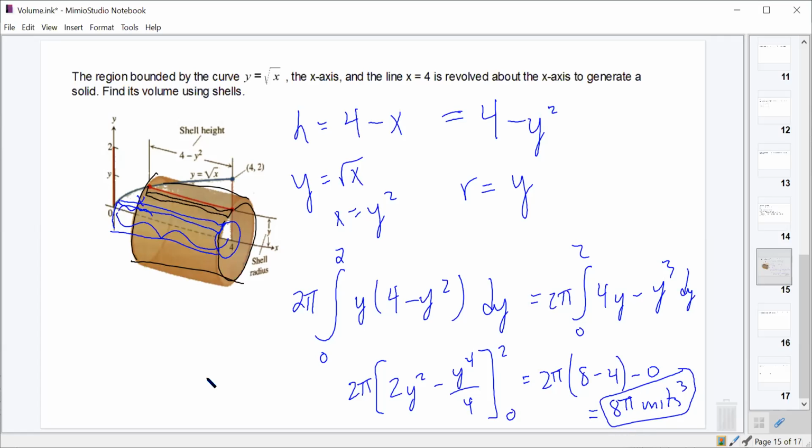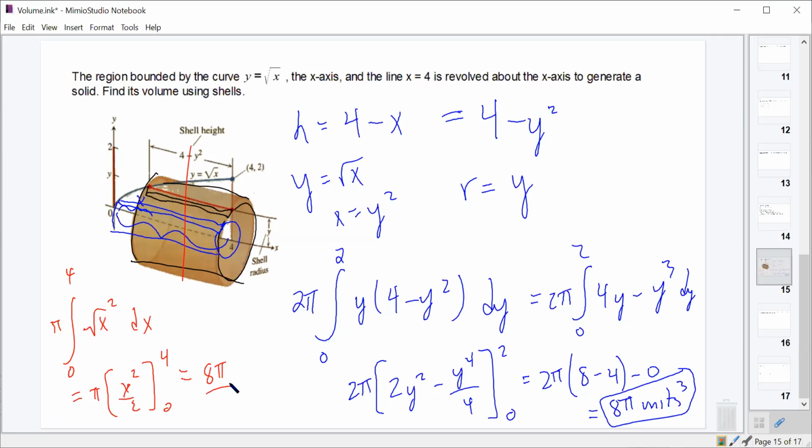So 8 pi units cubed. And obviously this one could have been done even easier using the disk method, right? If we're doing the disk method, we'd be slicing it vertically, so it'd all be in terms of x, and we do pi times the radius, which would be root x, squared, dx from 0 to 4. And we should see that this is pi times root x squared, which is x, so that becomes x squared over 2 from 0 to 4, which also comes out to be 8 pi.